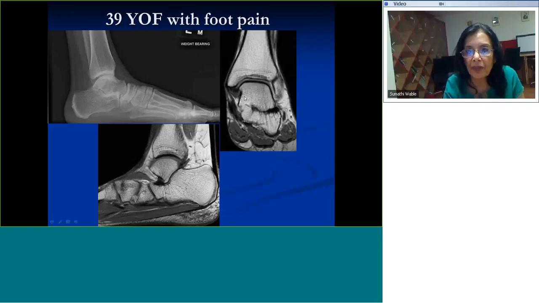This is an example of a tarsal coalition. Common sites of coalition are calcaneonavicular, and in this, as you see, talocalcaneal, the middle facet is the most common to have tarsal coalitions. Plain films can also be helpful, but many times, it's difficult to look for tarsal coalition on the plain radiographs, especially if they are fibrous or cartilaginous coalition versus osseous coalitions.